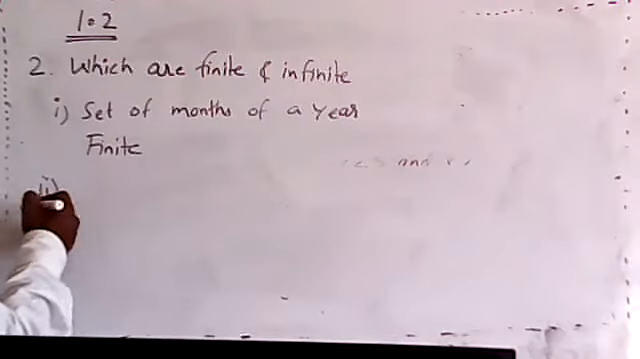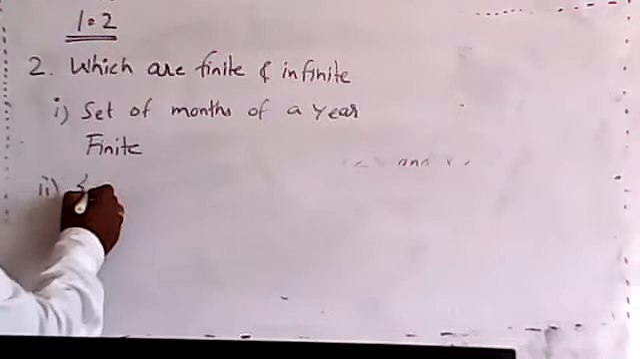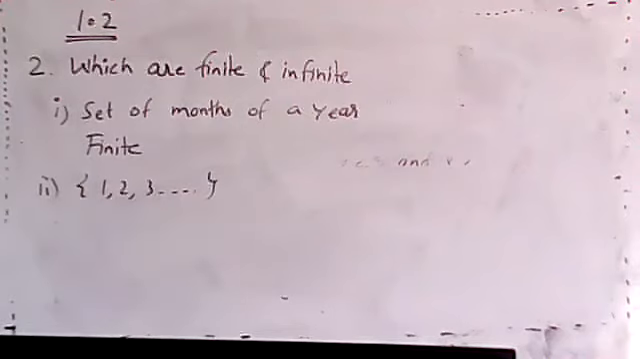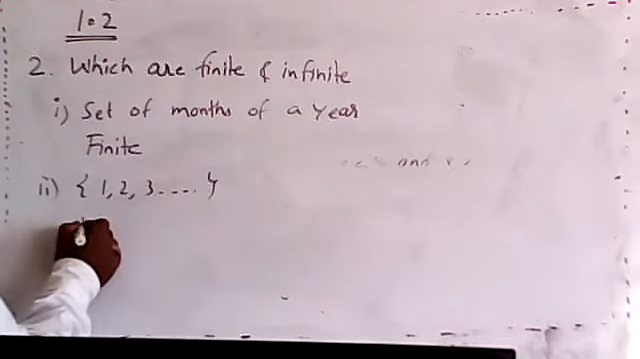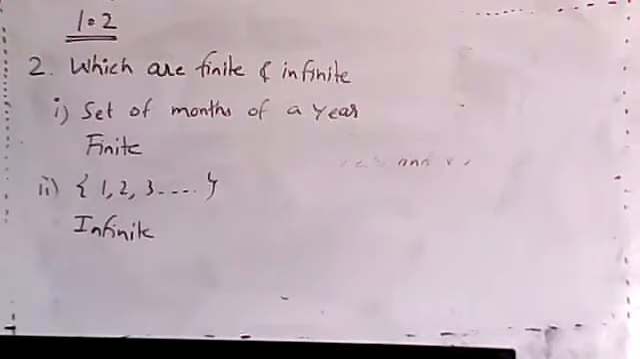And second one. If I write a set having 1, 2, 3, and so on, is it finite or infinite? See, I'm writing some numbers in the set having 1, 2, 3, and so on, dot, dot, dot. Yes, it never ends. So what is it? Infinite. We are unable to count the following numbers. So it is infinite. Okay.